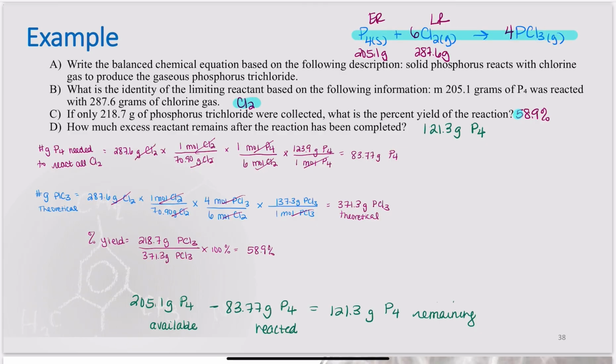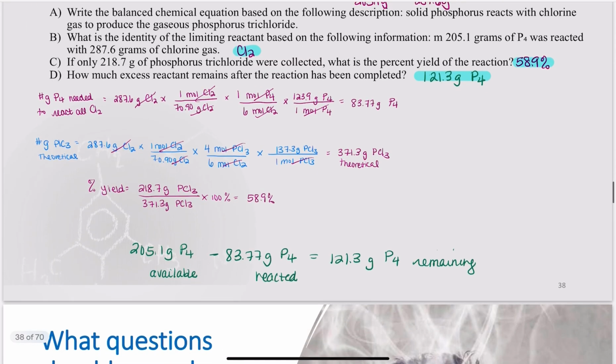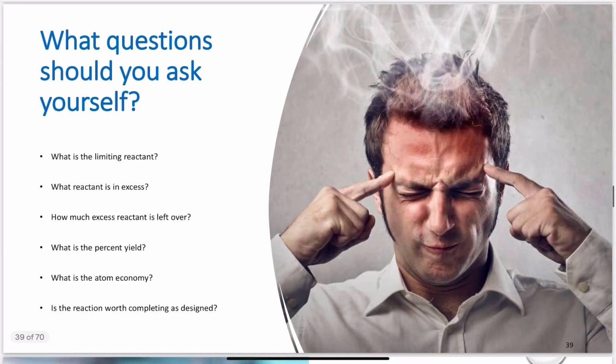Balanced reaction, limiting reactant, percent yield, and amount of excess reactant remaining after the reaction is complete. So I think that this picture best describes the way you should feel when you're working these problems. You should be asking yourself these questions. What is the limiting reactant? What reactant is in excess? How much excess reactant is left over? What is the percent yield? What is the atom economy?